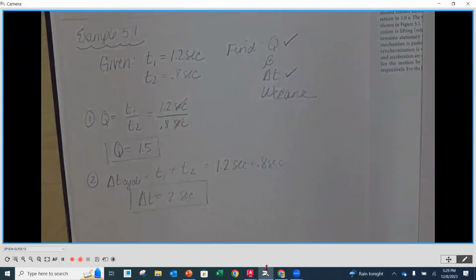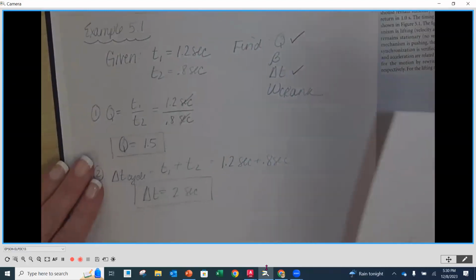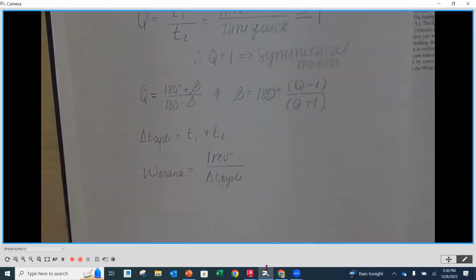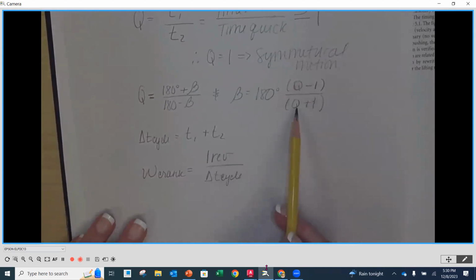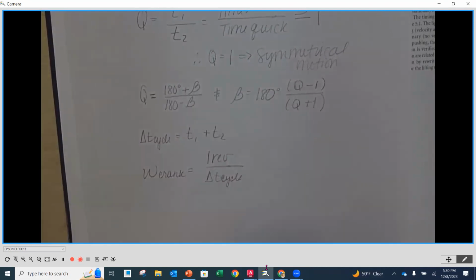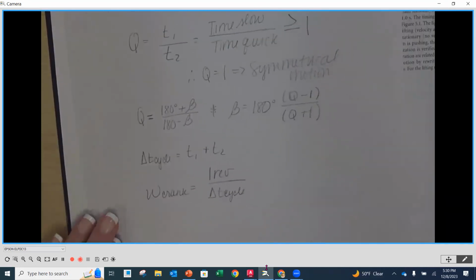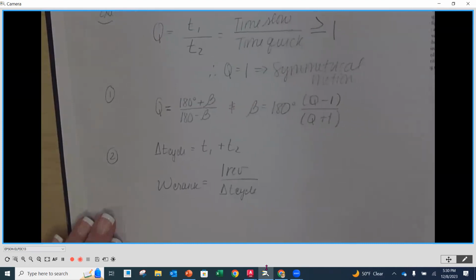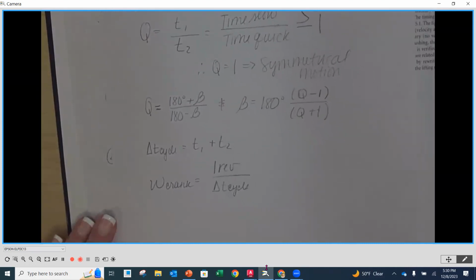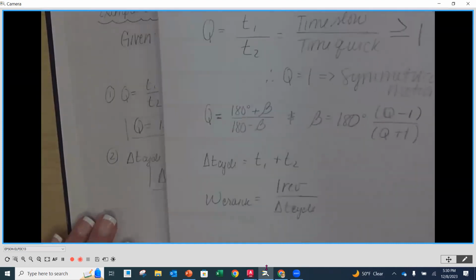All right, we have beta, and we have our angular velocity of our crank. It doesn't matter which one we do first, because for beta we have Q, and for W we have our change in T. So which one do we want to do first? You tell me. Beta or angular velocity of our crank? Let's do beta.